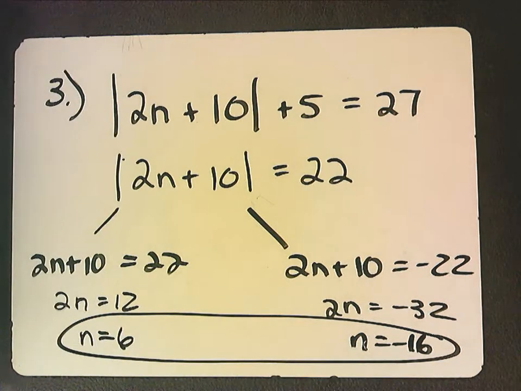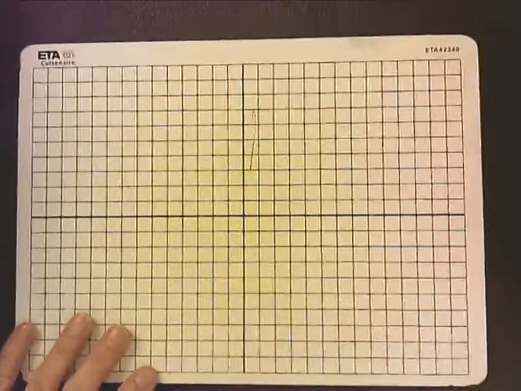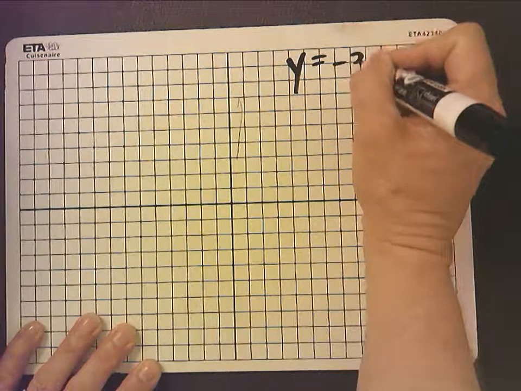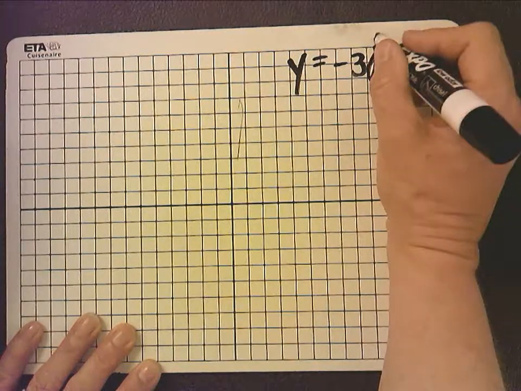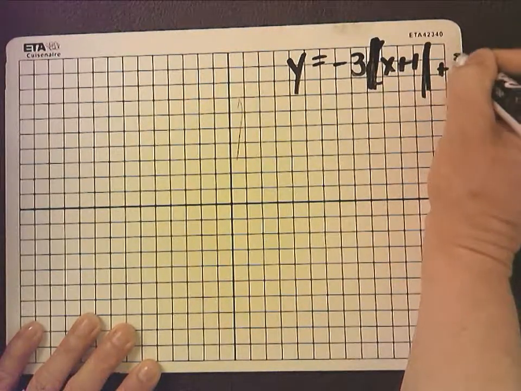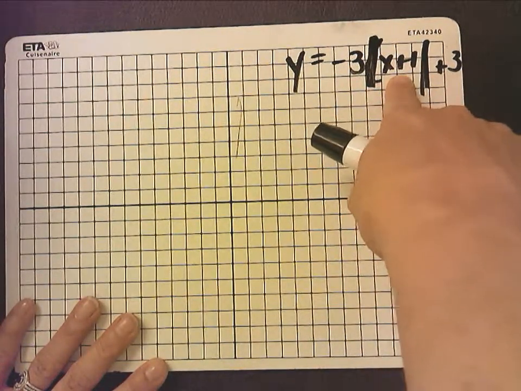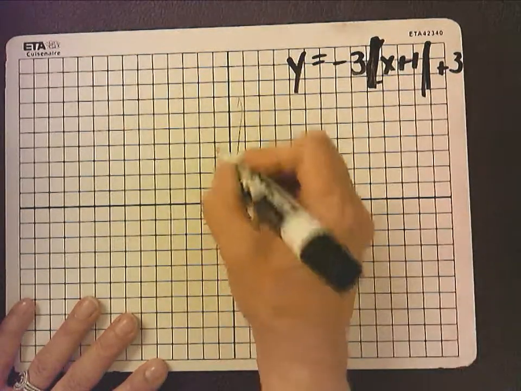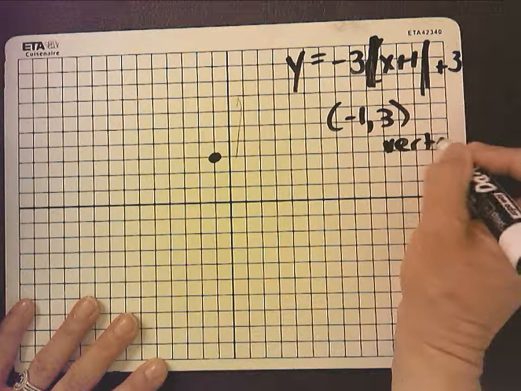Okay, so now let's move on to graphing an absolute value function. To graph an absolute value function, y equals negative 3 times the absolute value of x plus 1, plus 3. First, I identify the vertex. Now, the vertex is the opposite of the number you see inside the absolute value with x, so that would be negative 1, 3. So negative 1, 3 is my vertex.